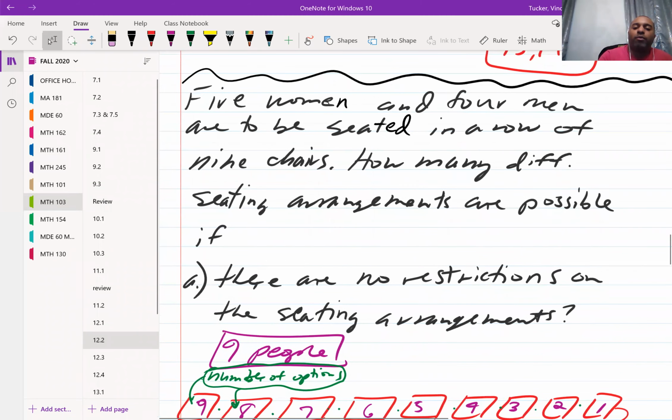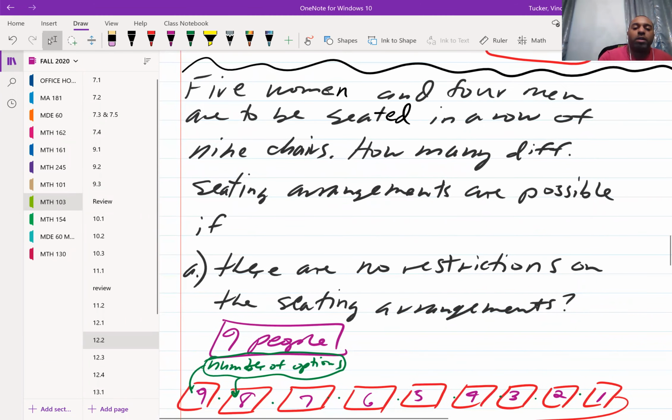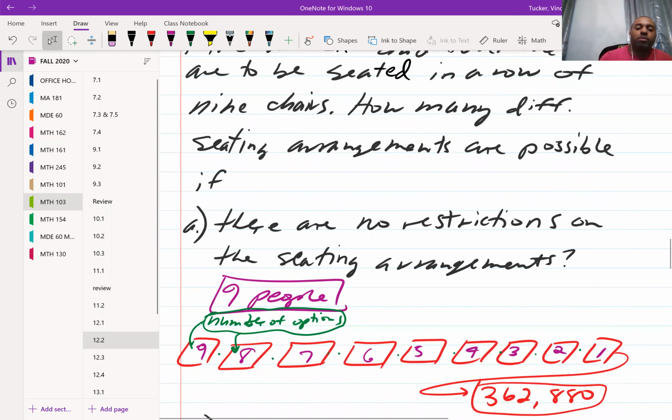So 5 women, 4 men, 9 people altogether. It doesn't matter how you sit them, no matter how they're ordered. And so if we were to look at it this way, we have 9 seats. Remember, like we did before, we place the number of options in each box.